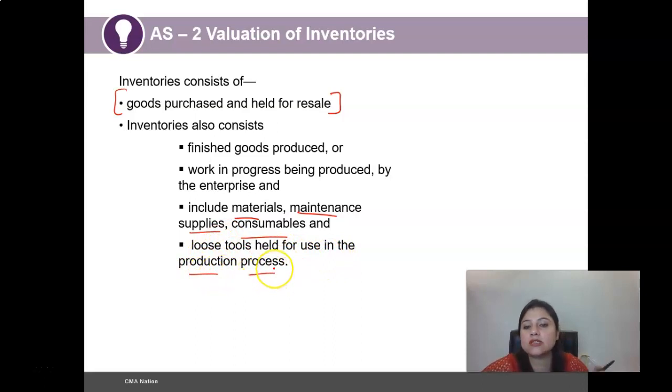So all such materials which are held for use in the production process in order to manufacture a particular final good, which will thus be held for resale or which would be further sold by the business in order to generate revenue, would be included as inventories in the books of accounts and thus valued according to Accounting Standard 2.